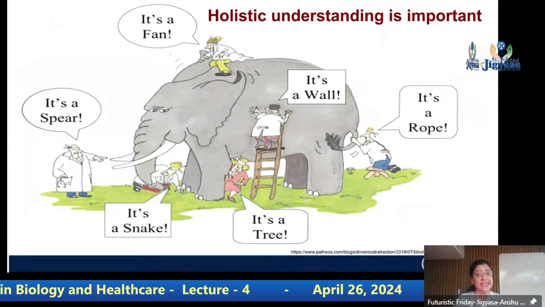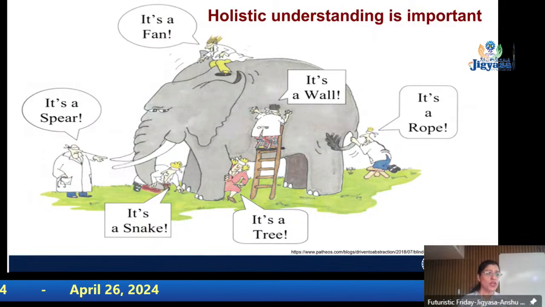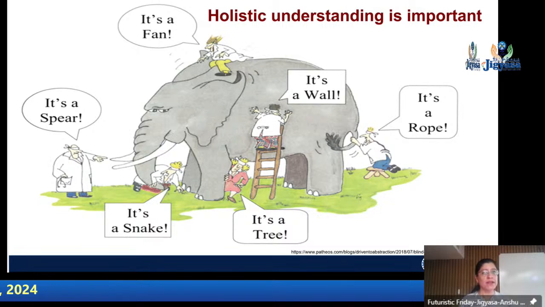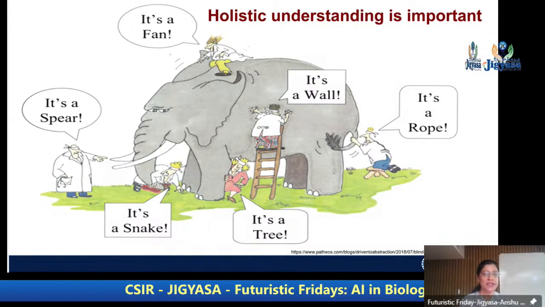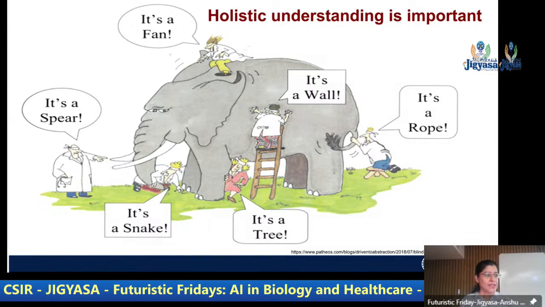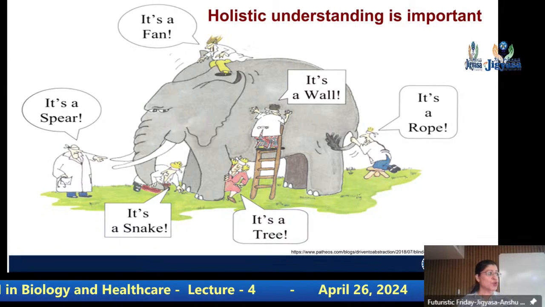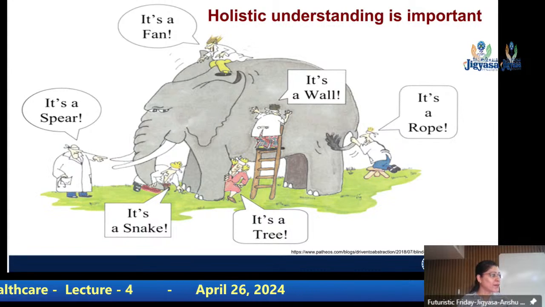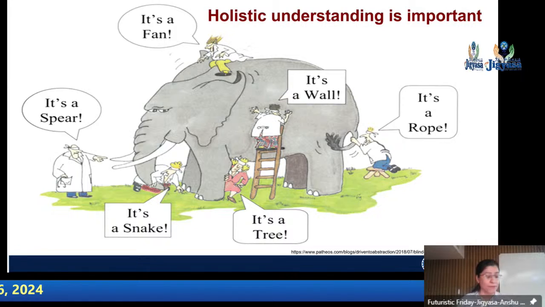And this is again an example which I'm pretty sure all of you have heard about. This is a story which says that there are six blind men trying to understand an elephant. Is anybody understanding this as an elephant? Nobody says it's an elephant, right? Some are saying it's a snake, a tree, a spear, a fan, a rope, but nobody says it's an elephant. Why? They're not able to comprehend the whole elephant there.